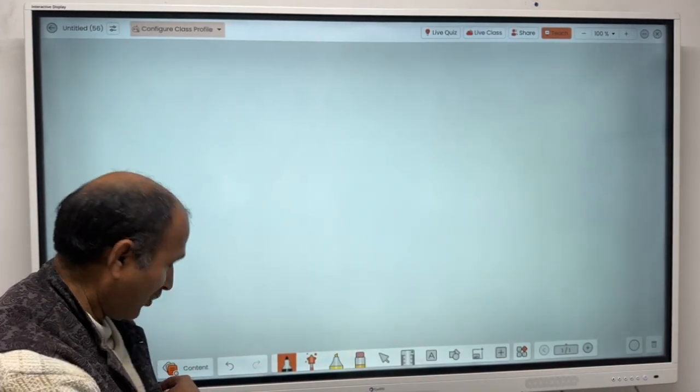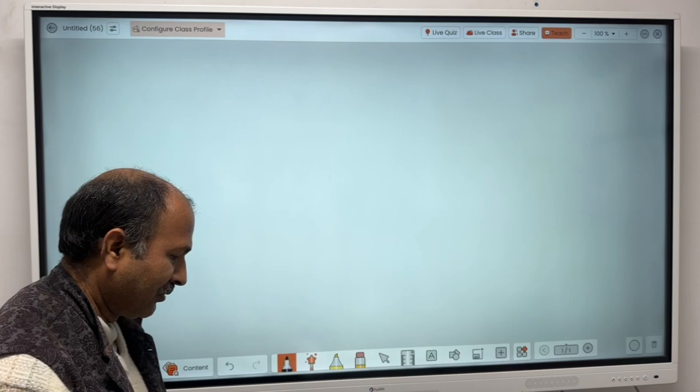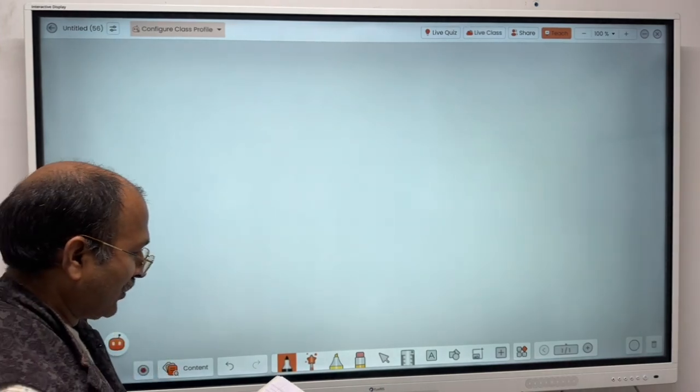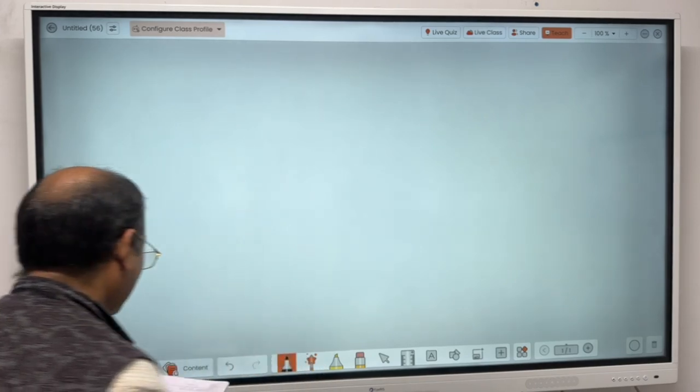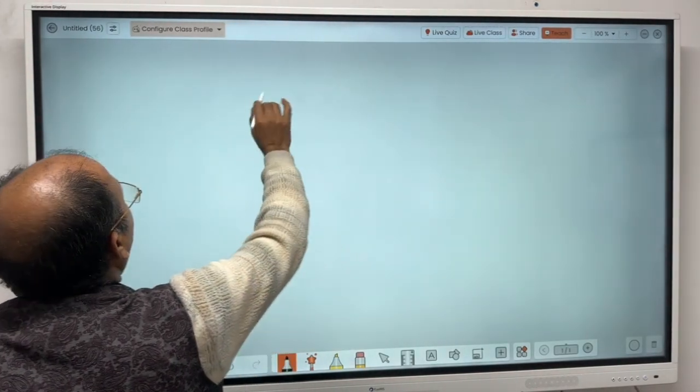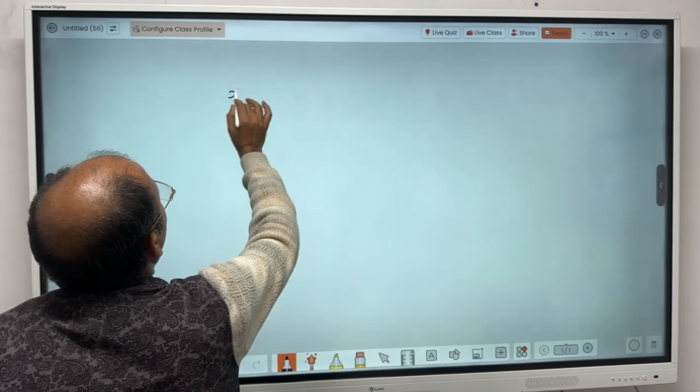We have studied up to certain things, but today we are going to start with the principle of homogeneity. Principle of homogeneity means each term in a given equation has the same dimension.